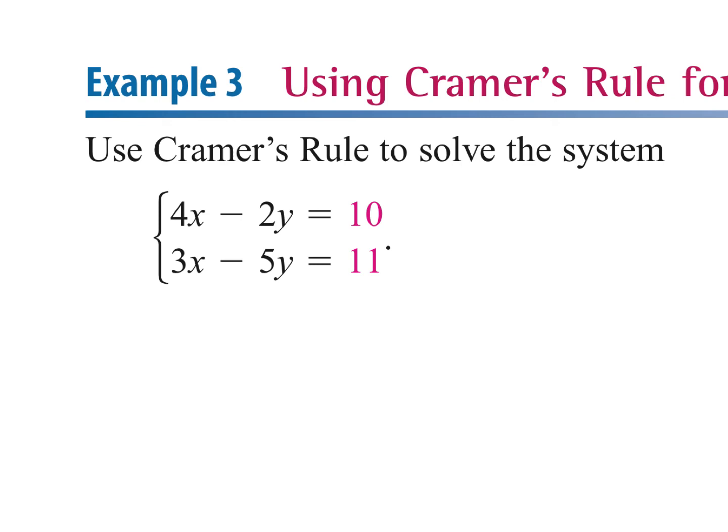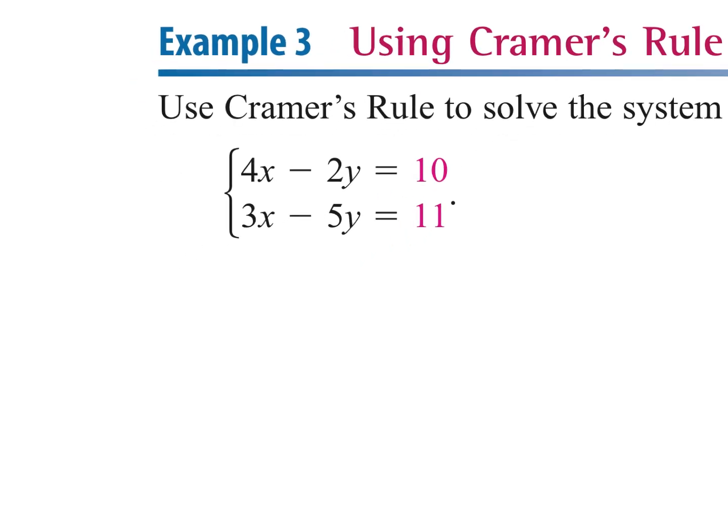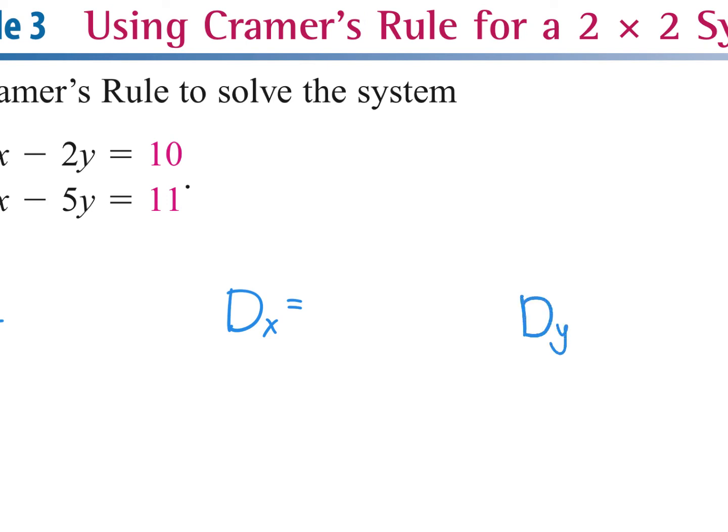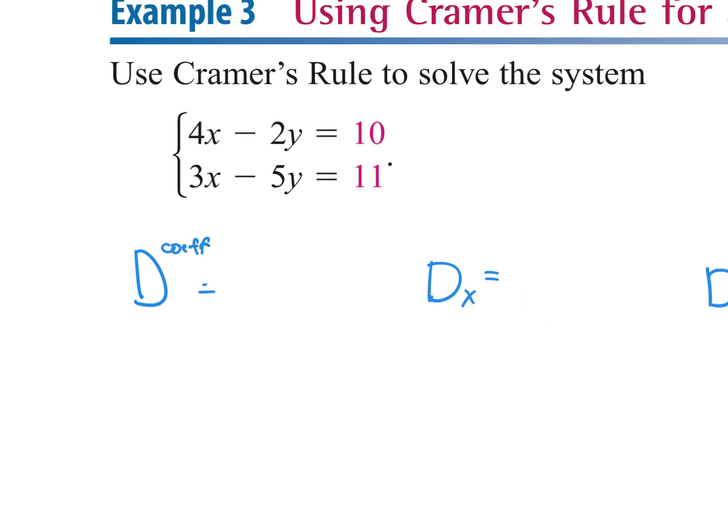So remember, you have to find the coefficient determinant, and then you have to find a determinant for each variable. So how many determinants am I going to find here? I have to find 3. I have to find 1 for my coefficient, 1 for my x's and 1 for my y's, right? Okay, so this one's going to go a little quicker. You guys are going to be like, okay, we got this.